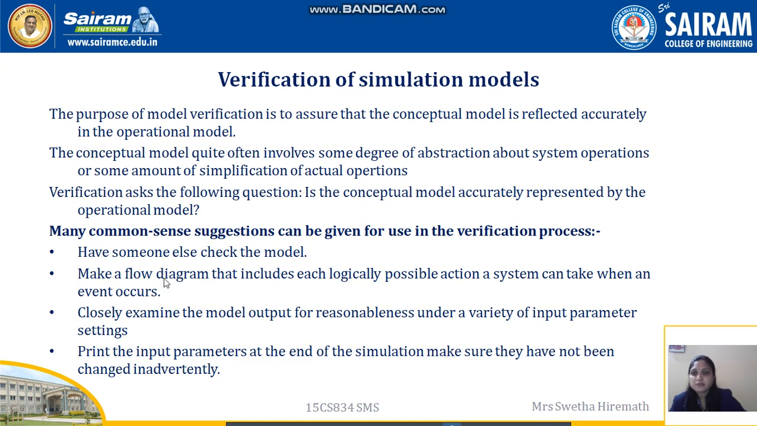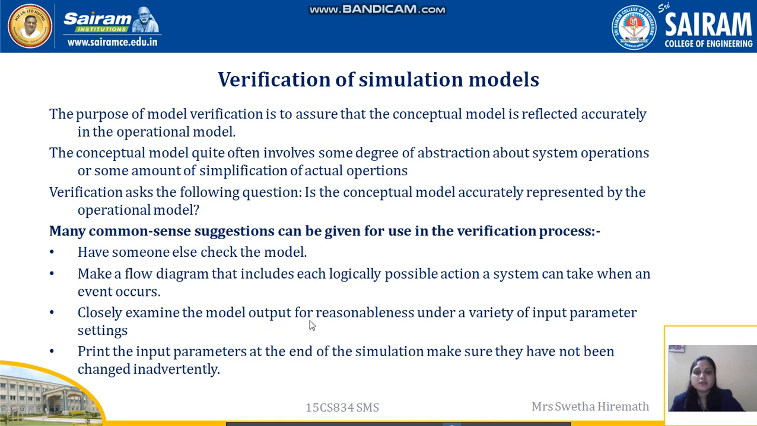The next step is to make a flow diagram that includes each logically possible action a system can take when an event occurs. So that is the step by step execution of the conceptual model into the operational model. If any step is missing, then we will come to know where it is missing. Then again we have to go back there, and start again with the implementation process.